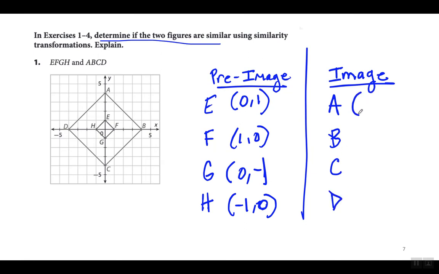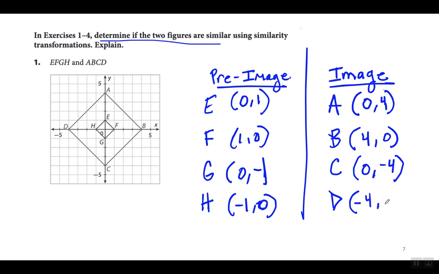Okay, so A is at (0, 4). B is at (4, 0). C is at (0, -4). And D is at (-4, 0). So are the two figures similar? What do you think?